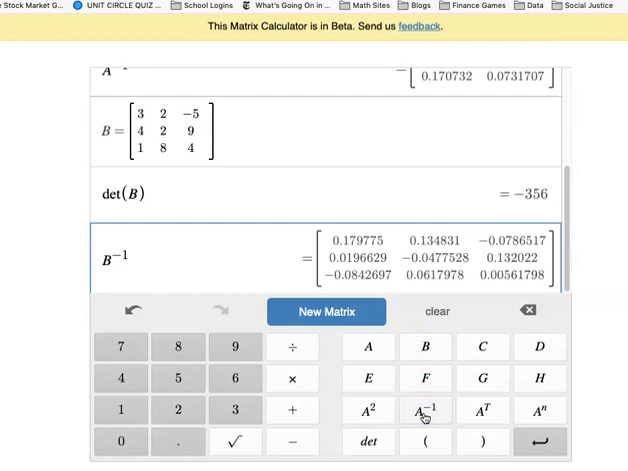So on Delta Math, if you are asked for any 3 by 3, you'll be able to use a calculator.